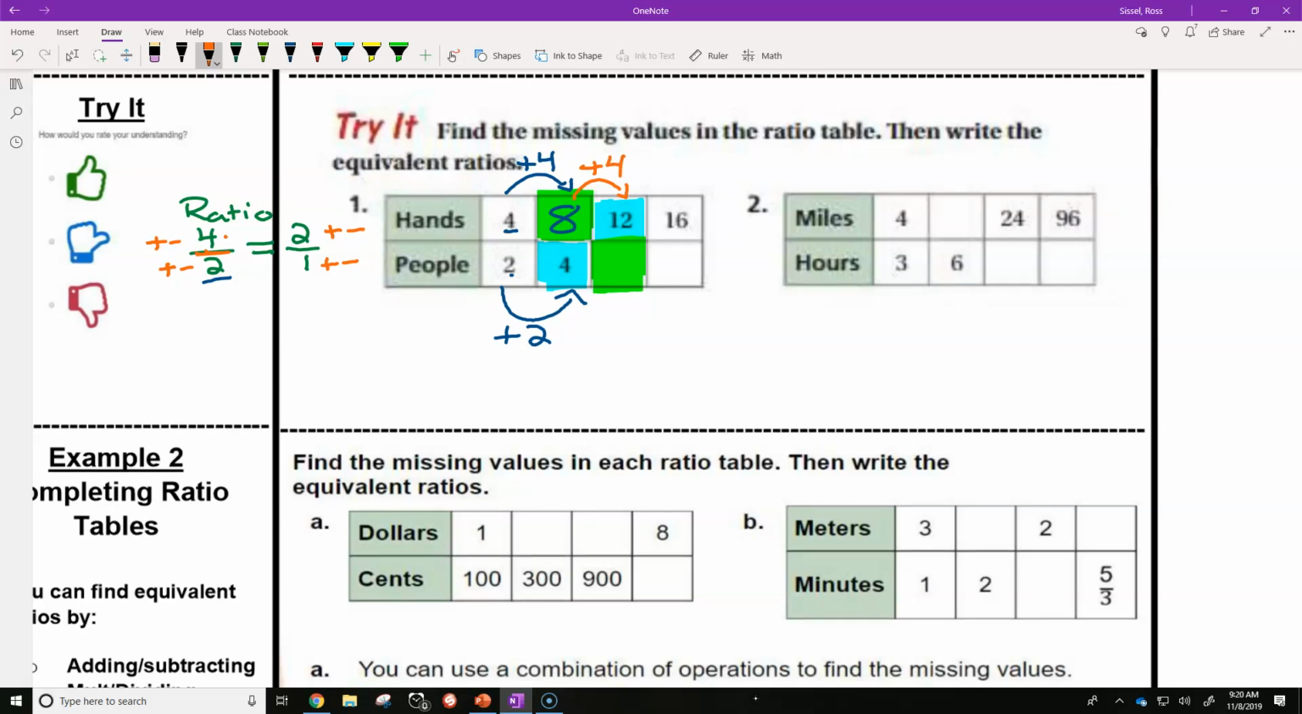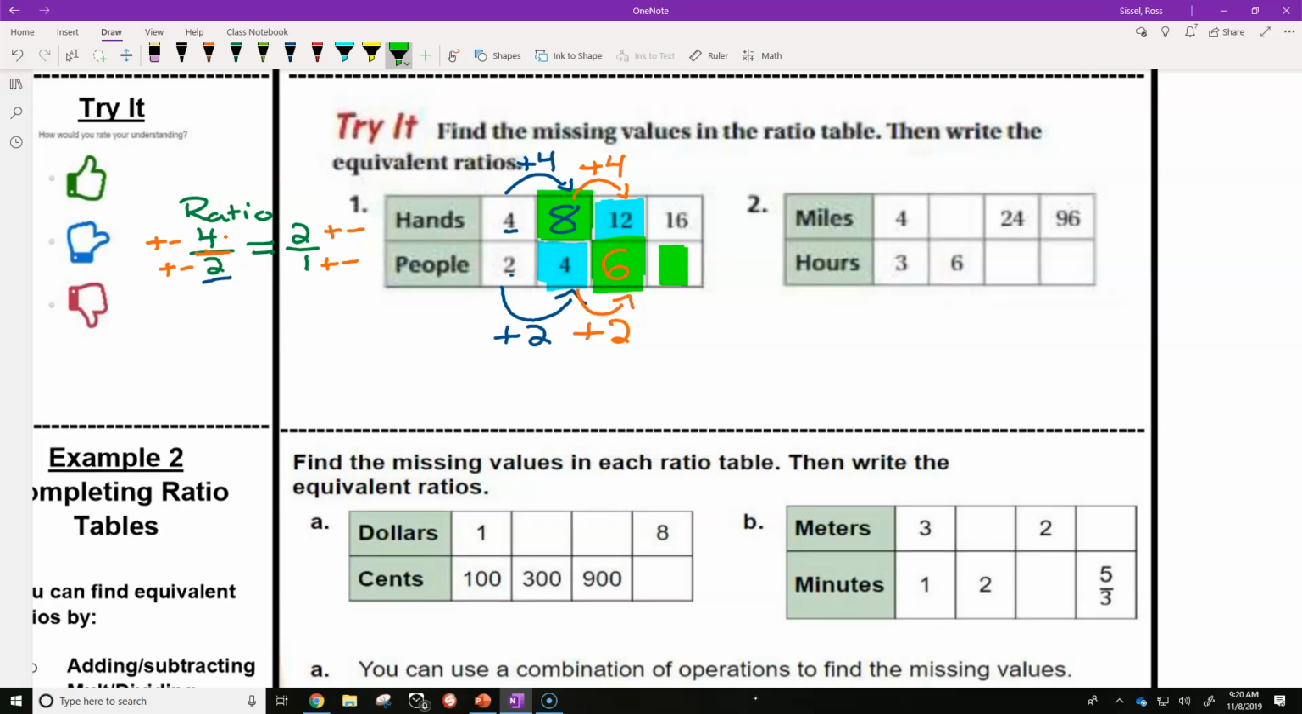Since I did 8 plus 4 to get 12, I have to do the partners. What do I add here? It's a 2. I'm adding my ratio. Top I added 4, bottom I add 2. 4 plus 2 is 6. Okay. We now have almost all the blanks.